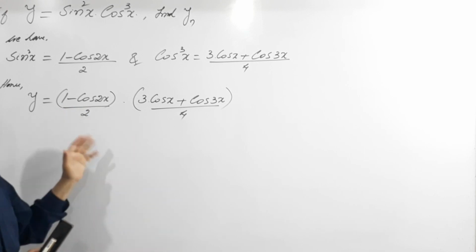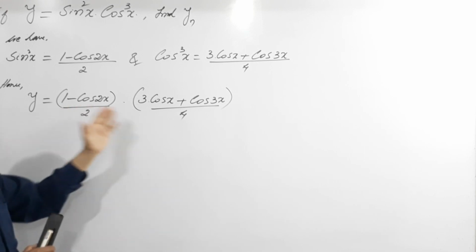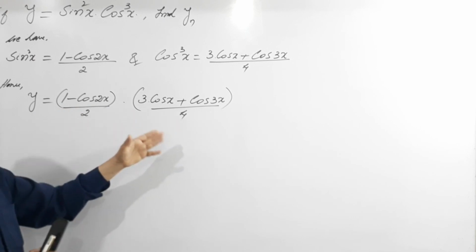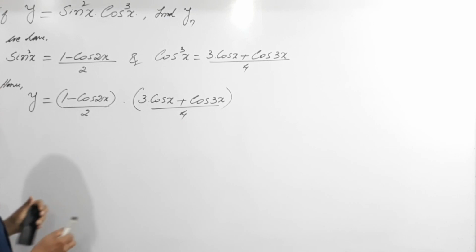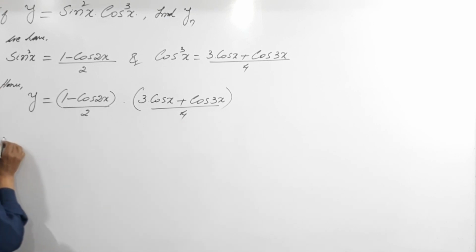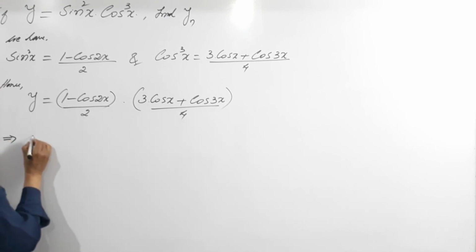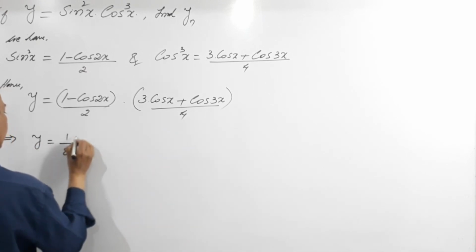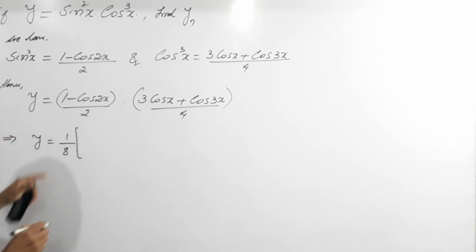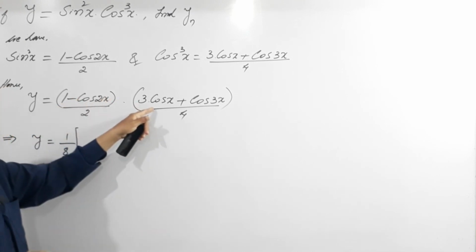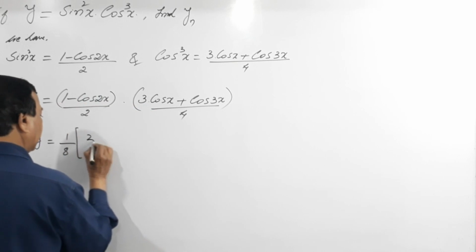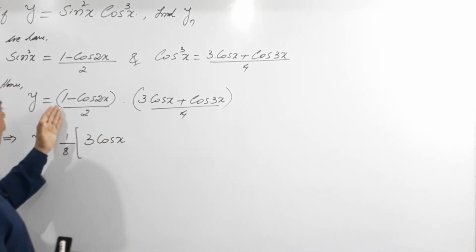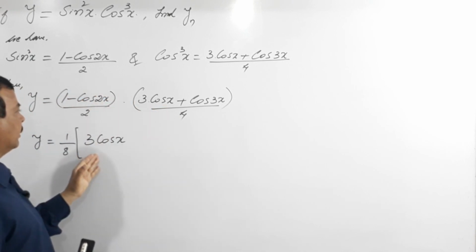Now what will we do? We have to solve this. How to solve? First I'll multiply this. What happens is 2 into 4, 8, that is 1 by 8, so I'll take it outside. That is y equals 1 by 8. Now I'll multiply 1 into 3 cos x. So it becomes 3 cos x.